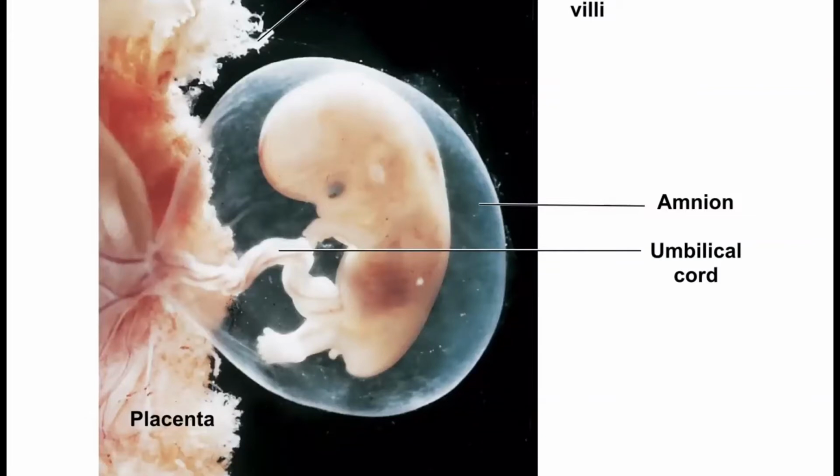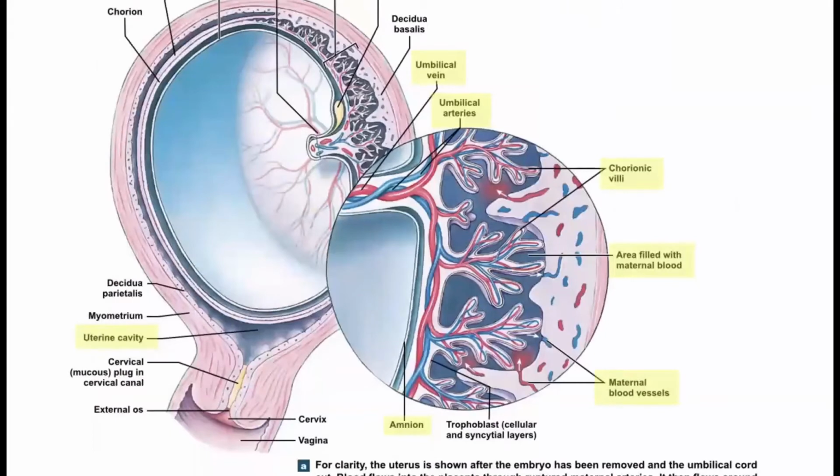Human development. This is 8 weeks old. You can see the amnion sac filled with amniotic fluid that's protecting the fetus. You can see the placenta, which the umbilical cord is embedded into. And you see the chorionic villi that extend into the uterine wall. Okay, another view of it.